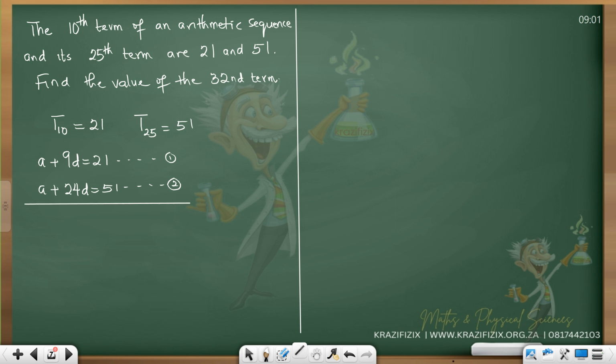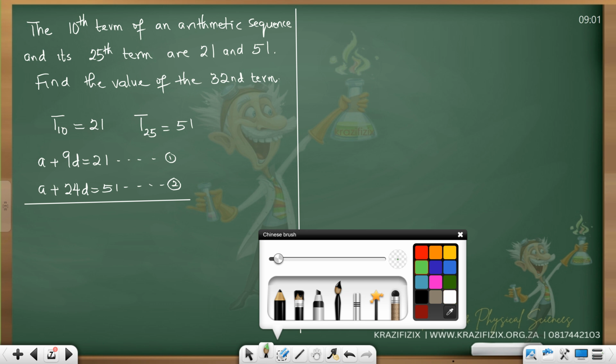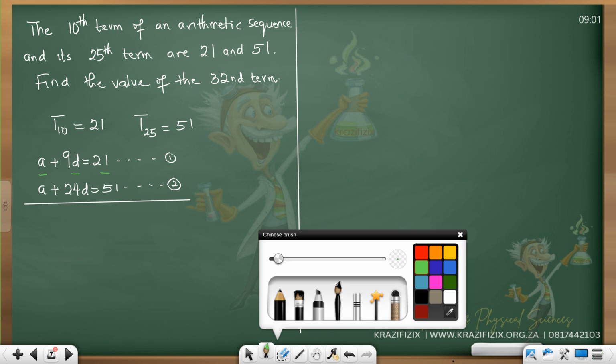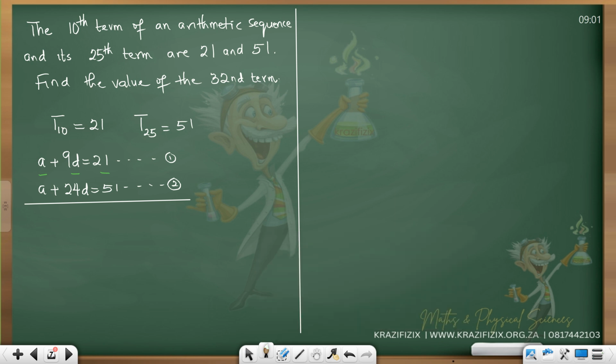My good learners, please, let's learn some good math steps. You can simply subtract this. Put a minus there, quickly. This minus that, this minus that, this minus that. A minus A would give you 0. 9 minus 24, or if you say 24 minus 9, that should give you 15. Am I right? Yeah. So negative 15d. 21 minus 51 is negative 30. Your d is negative 30 divided by negative 15. Your d is 2.